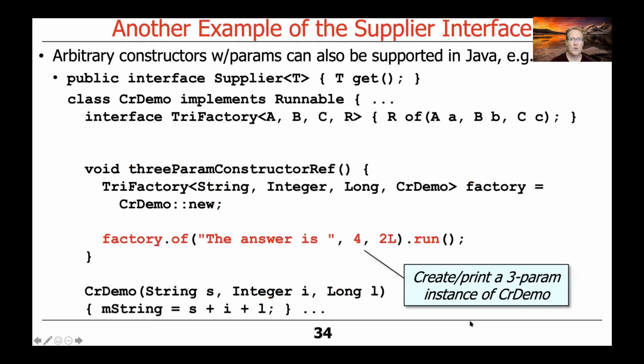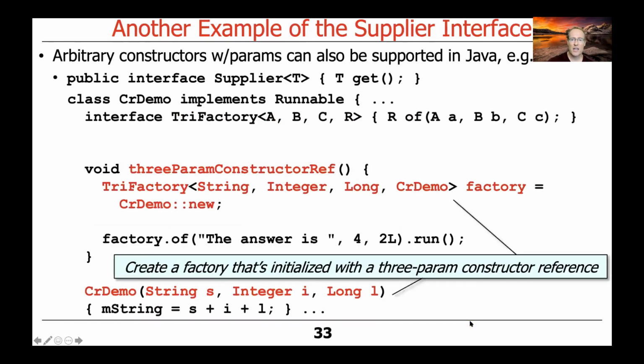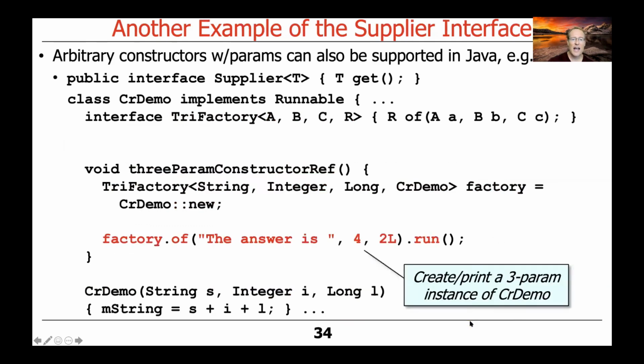If you look down below, you can see that we have a 3-parameter constructor called CRDemo that takes string S, integer I, and long L, and then makes a string by concatenating those 3 elements together. And then down here, we're going to use the factory of method, which we define back up here. That's going to take a string that says the answer is, and then take 4 and add it to 2. So we'll end up printing out the result down below. And this is a good example of the power of Java method references and constructor references and user-defined interfaces to have constructors with arbitrary numbers of parameters, fixed but arbitrary, which is kind of a cool feature.